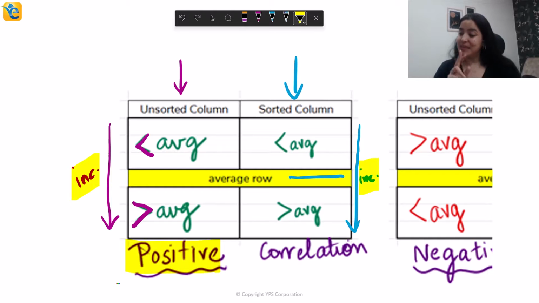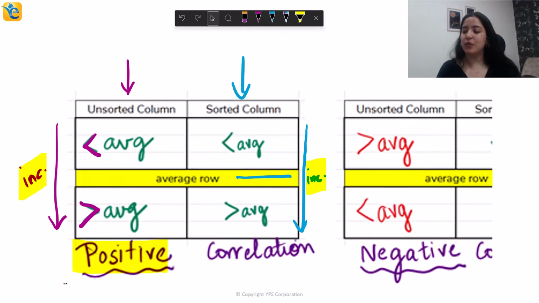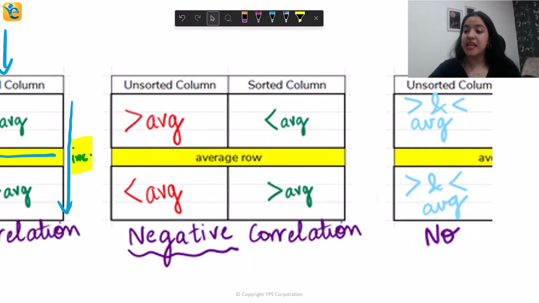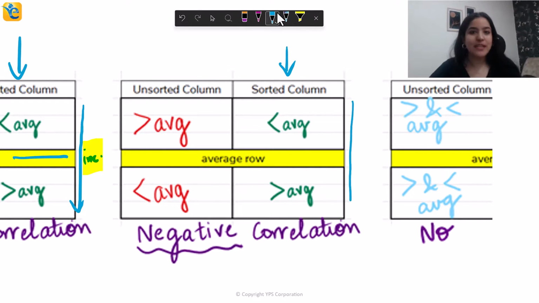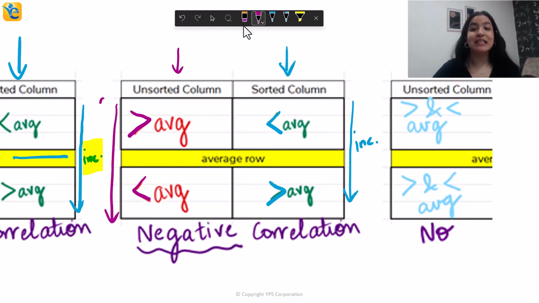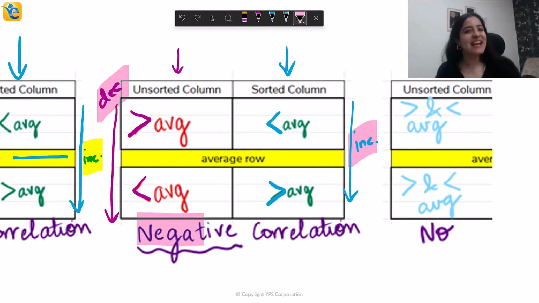That's it. Similarly, if I talk about negative correlation now, just focus on this. Nothing changes about the sorted column, by the way. That will always be arranged in ascending order. So this will always have this pattern. But for the unsorted column this time, look what's happening. The values above the average row are greater than average, while those below are less, which means as I'm coming down this way, the values are decreasing, which means negative correlation.